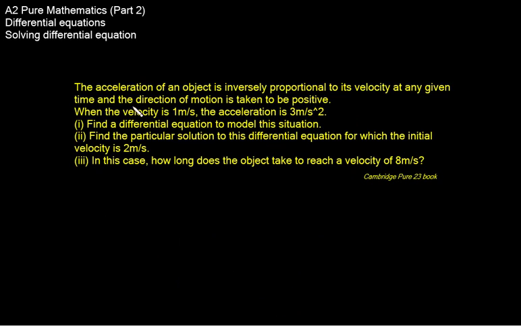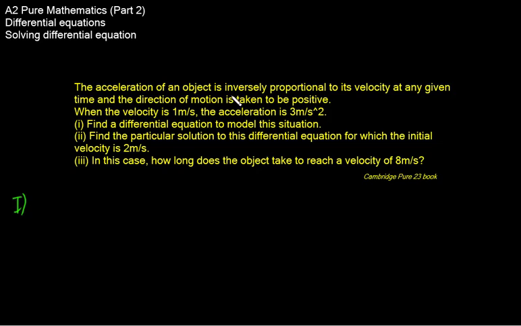Right, so let's say we have this solved question. The acceleration of an object is inversely proportional to its velocity at any given time, and the direction of motion is taken to be positive. When the velocity is 1, the acceleration is 3 meters per second squared. Find a differential equation. For the first question, here's how we're going to do it.